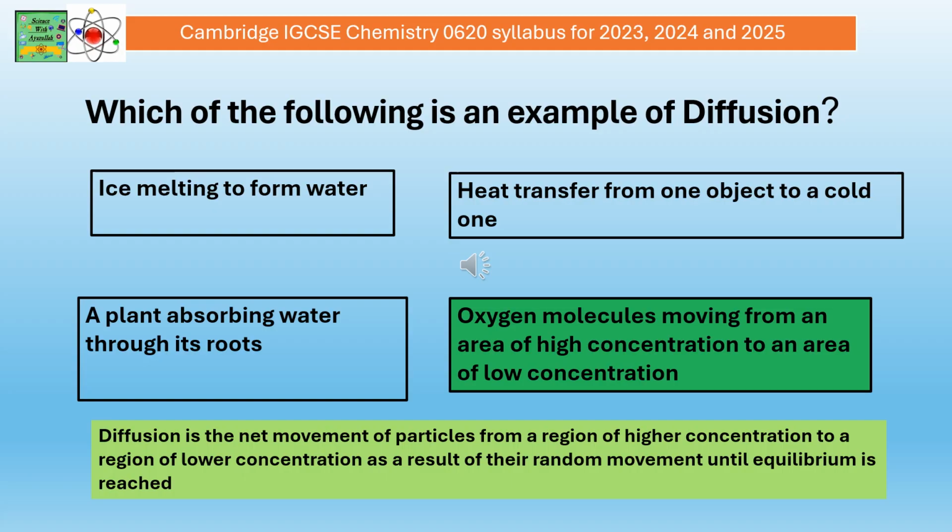The example of diffusion is oxygen molecules moving from an area of high concentration to an area of low concentration. Because the definition of diffusion states that diffusion is the net movement of particles from a region of higher concentration to a region of lower concentration as a result of the random movement of particles until equilibrium is reached.